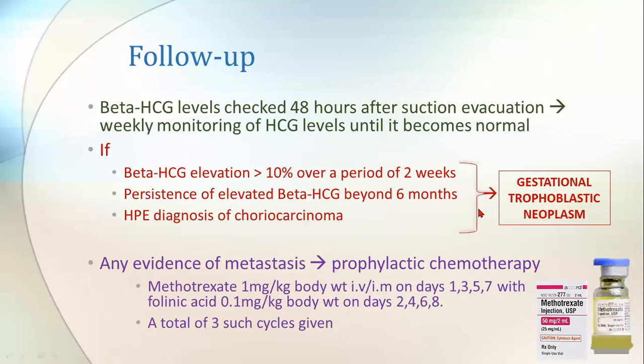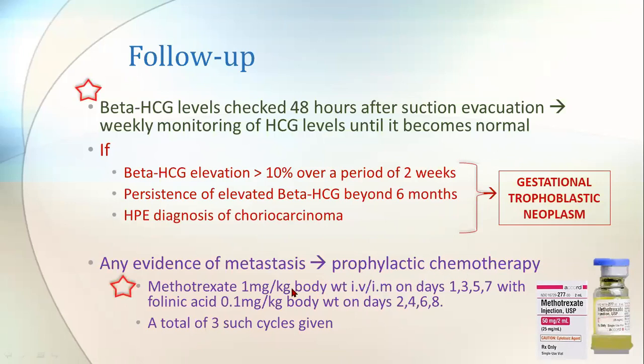Sometimes the patient may even come to the hospital or follow-up saying that she has some of the same repeated complaints like abdominal pain, unnecessary vaginal bleeding, breathlessness, tremors, tachycardia. Then she should be investigated again to see whether the patient has any chances of choriocarcinoma. Because of any evidence of metastasis, prophylactic chemotherapy should be given.